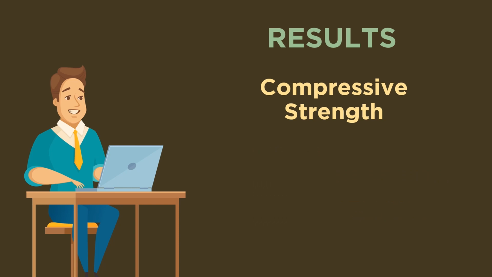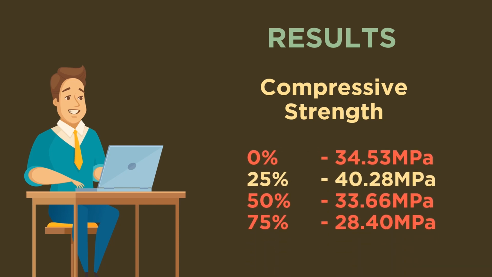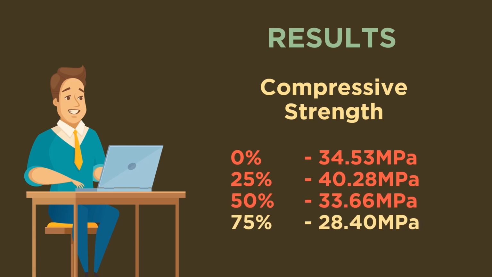The results were, the compressive strength of concrete increased about 17% when 25% metallic dust waste was substituted for sand. The average 28-day strength of the control specimen is 34.53 megapascals. The 25% substitution yielded 40.28 megapascals, which is the highest. The 50% substitution exhibits early strength gain during its first week of curing, 29% higher than the control specimen. The specimen with 75% substitution has the lowest performance. It only exhibits 28.4 megapascals.